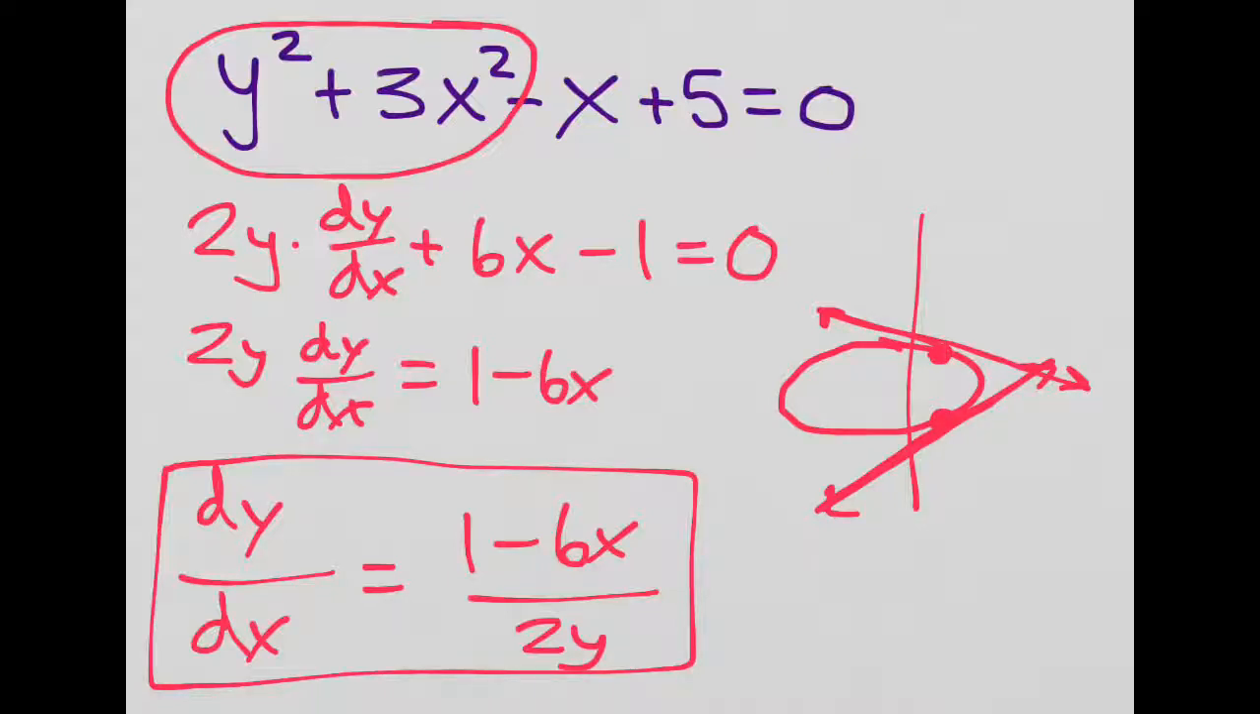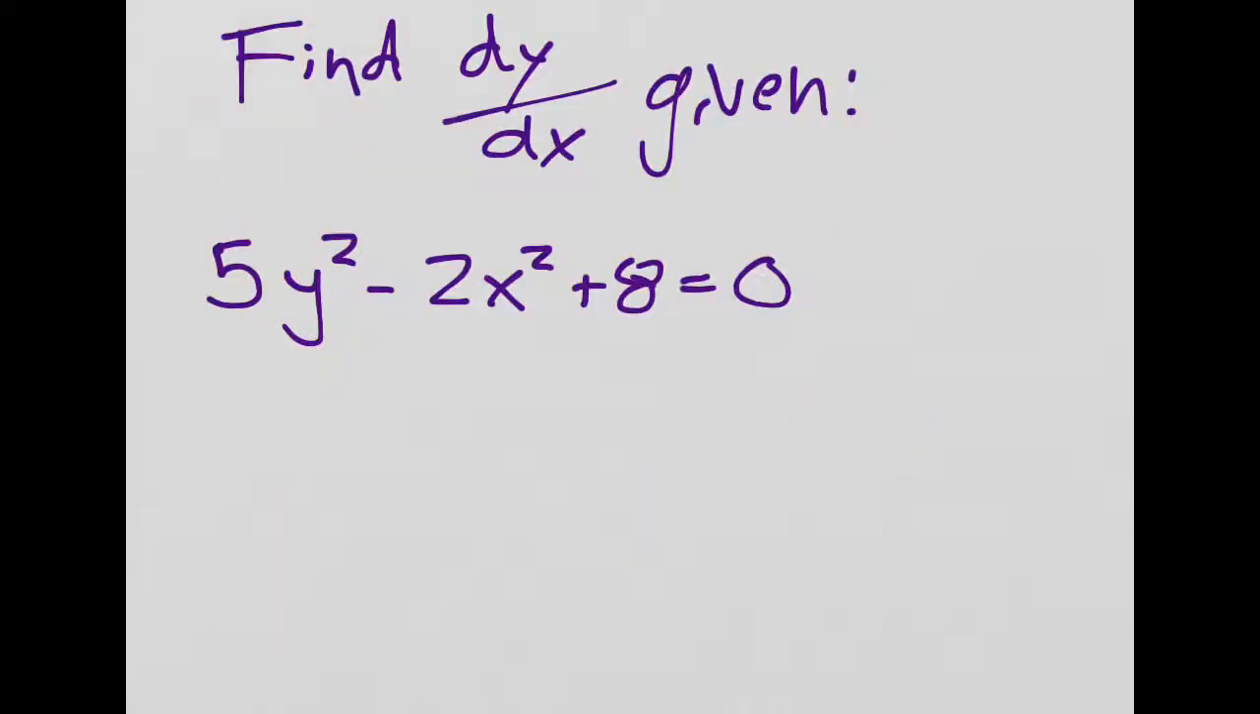So now I'd like you to pause the video, and I want each of you to find the derivative of this function right here: 5y squared minus 2x squared plus 8 equals 0. Find dy/dx for this function. Let's pause, and again, let's go about 3.5 minutes on this one. Try to find an answer yourself, and then watch my explanation.